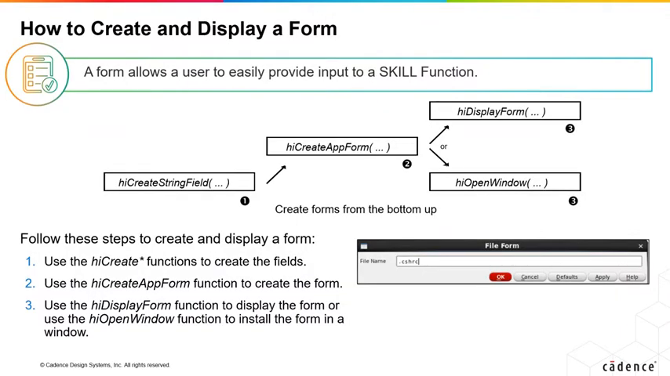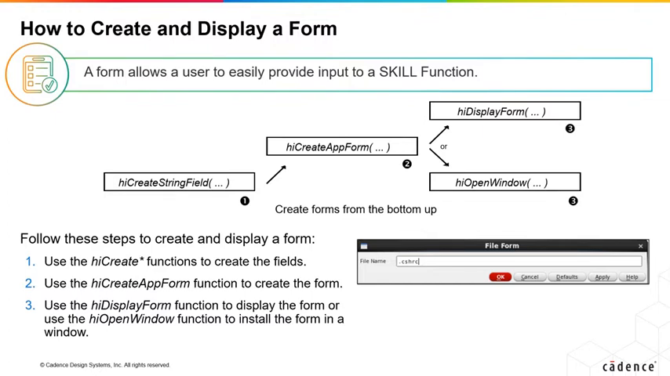So in order to create and display a form, there's a series of steps you have to perform. The first is you have to create all the fields that will go into that form. One example, shown in step 1, is to use hiCreateStringField. The next step is to actually create the application form itself, which would be a collection of all the fields. That particular function name is hiCreateAppForm. And then you have a couple of options as far as displaying it. You can just pop up the form with hiDisplayForm, or you can present it in a window with an hiOpenWindow command.